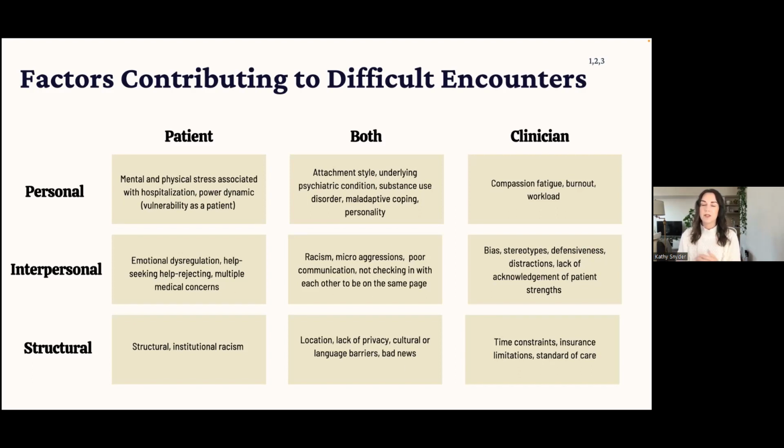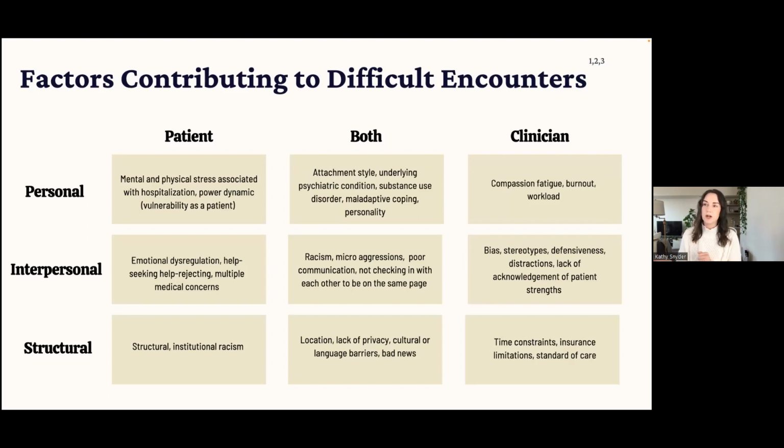But we also have to think about other personality factors as well. Interpersonal things, emotional dysregulation, help seeking, help rejecting. I've talked about that already. For the clinician, we really have to be aware of our biases or stereotypes of patients. Do we get defensive when patients challenge us? Are we distracted? Are there other things going on that are making it difficult for us to be in the room with the patient? And are we just focusing on the patient's weaknesses and not enough on their strengths? Can we find a strength and use that to make communication better?